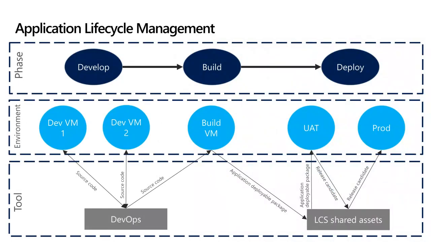The ALM phases are, I'll recover these. The ALM phases for develop include the development VMs putting code into and getting code out of DevOps. The build phase includes the build VM getting source code out of DevOps and putting the deployable package into the LCS asset library. And the deploy phase includes installing the deployable package on UAT, marking it as a release candidate, and installing it on production.